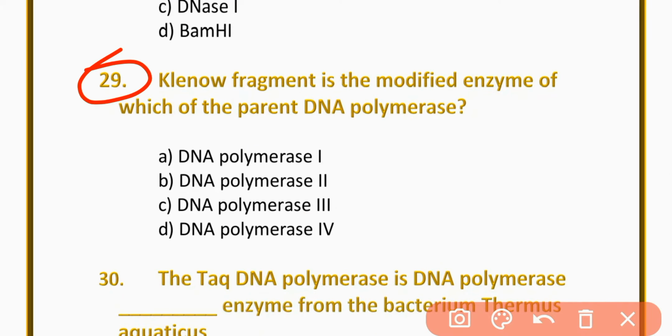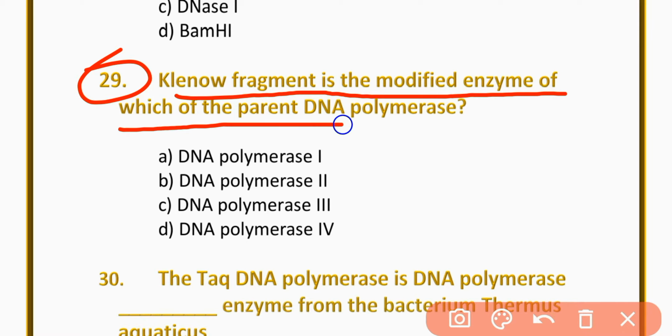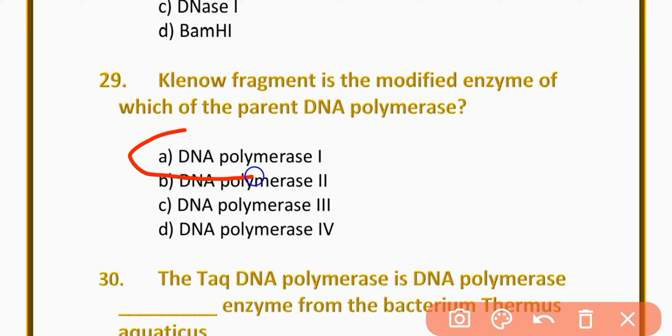MCQs 29. Klenow fragment is a modified enzyme of which of the parent DNA polymerases? DNA polymerase 1, DNA polymerase 2, DNA polymerase 3, DNA polymerase 4. The correct option is option 1, DNA polymerase 1.